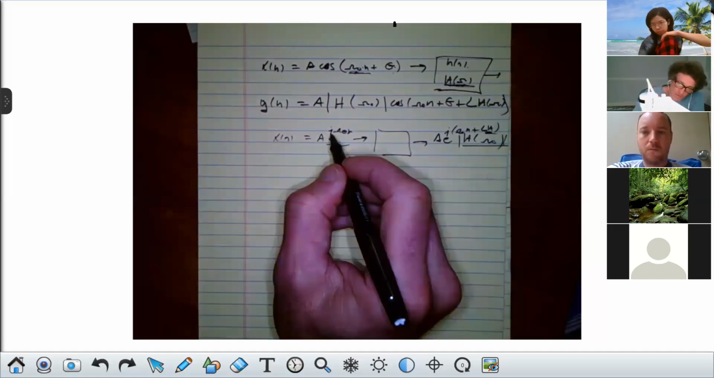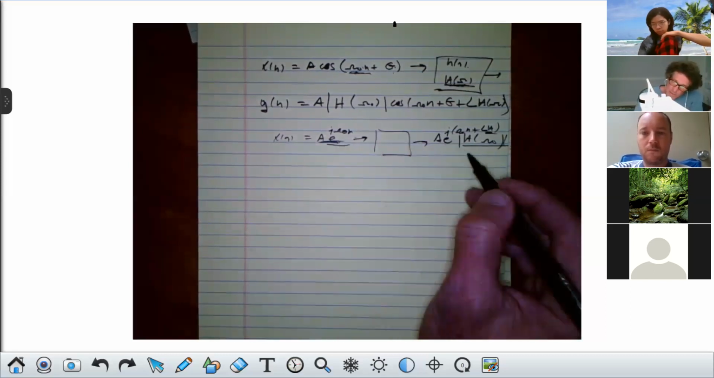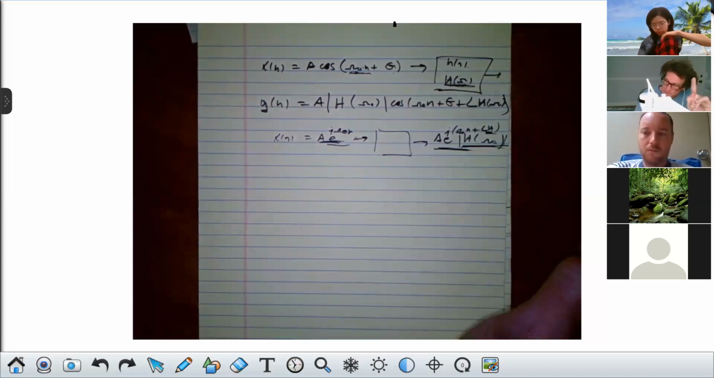Whatever the signature is of the frequency of the actual function, it'll be the same in the output, and it'll be scaled by the magnitude of the filter at that constant frequency and the phase of the filter added to the argument.